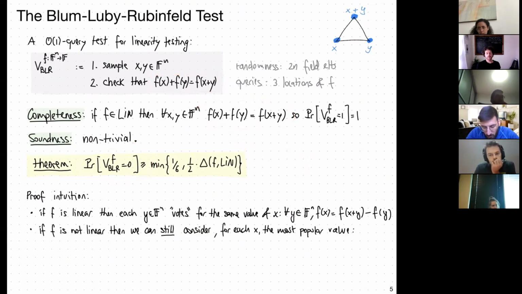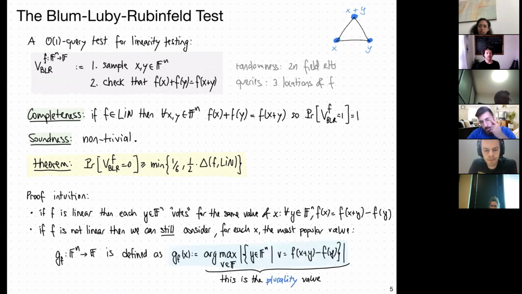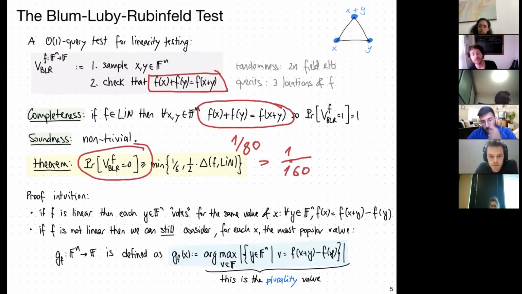So what can we do? The point is that even if we have a function which is not linear, but it's somewhat close to it, we can still try to see, can we correct it and make it a linear function? So here's an idea. It's a very, very long notation for a trivial thing. So let me first say what this thing is. I'm going to define this function, g of f.